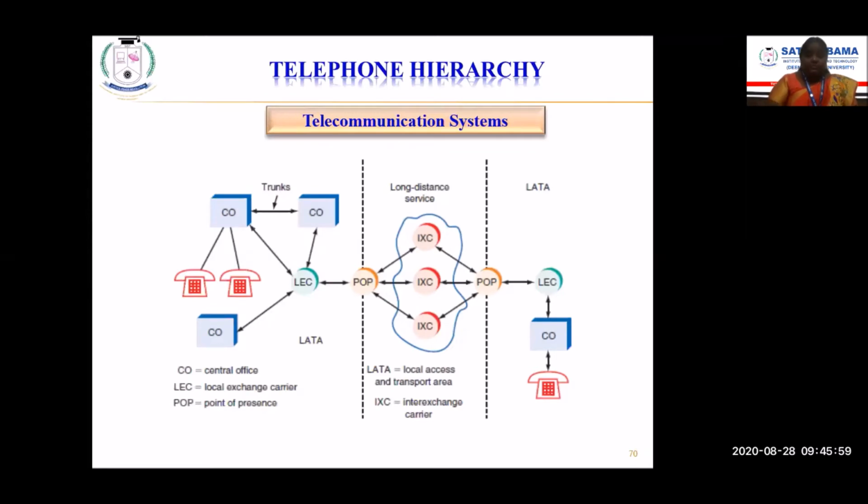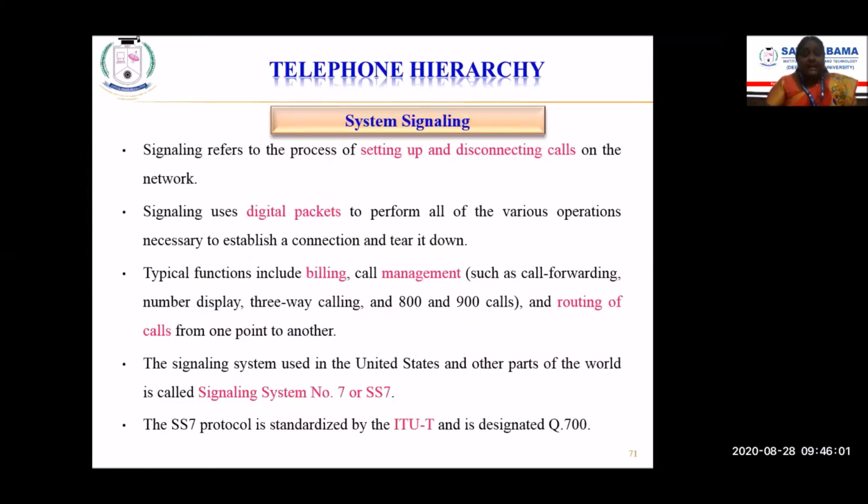Okay, let's move on to the signaling part. So now we have established the physical connection between the telephone instruments via the central office. Now we have to send the signals. So what is the type of signaling that is used here? Signaling refers to the process of setting up and disconnecting the calls on the network. So what are the processes adopted here?